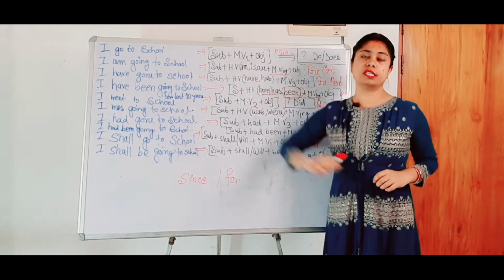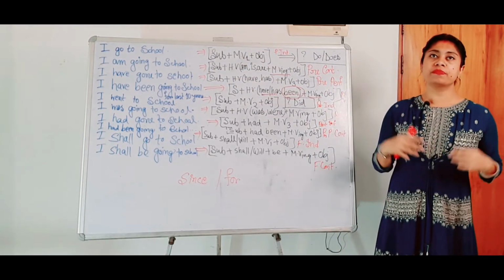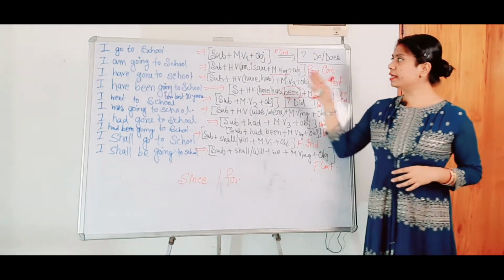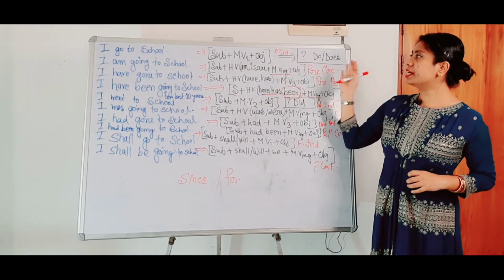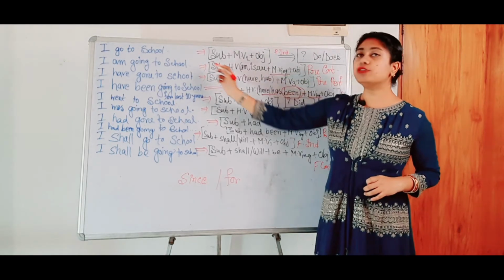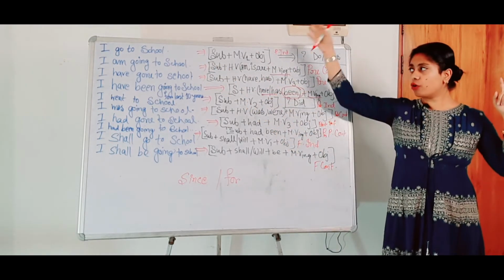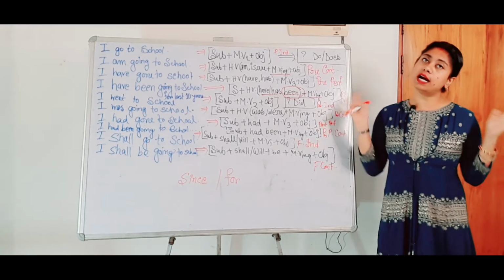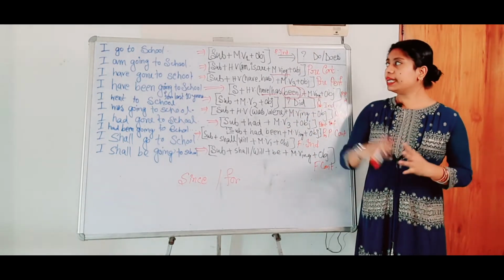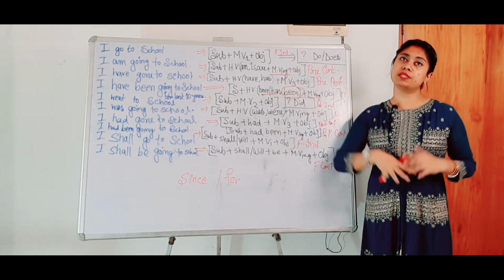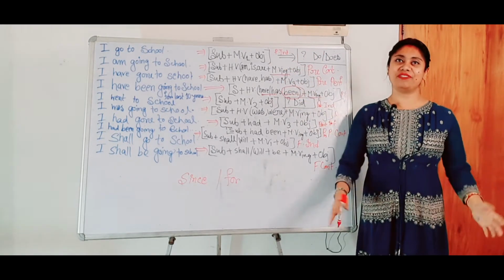Here I have used the first form of the main verb, go. Next is subject, helping verb, main verb ing and object: I am going to school. You can see in all sentences the subjects are the same, I, and the objects are the same, to school. Only the helping verbs and the main verbs are changing, and they are making the different tenses.